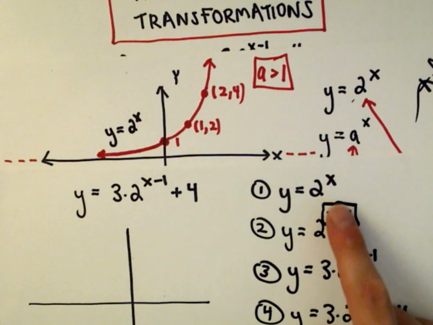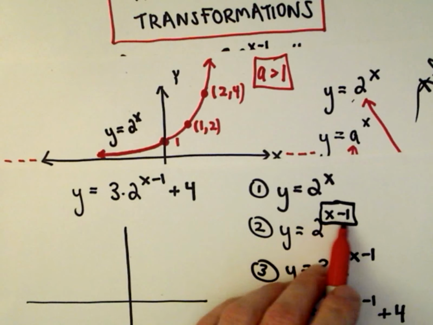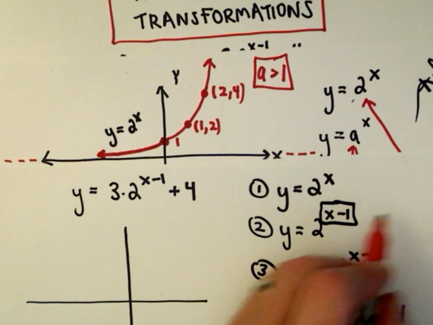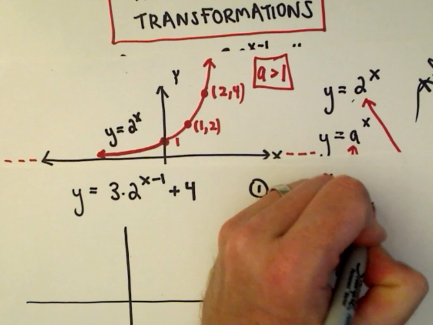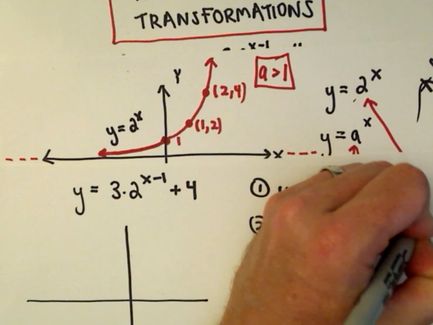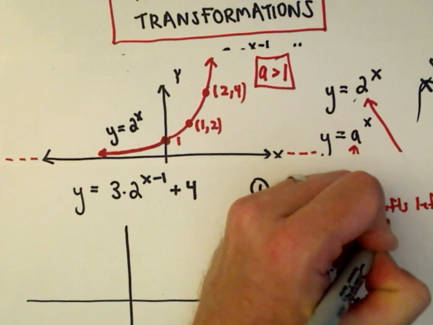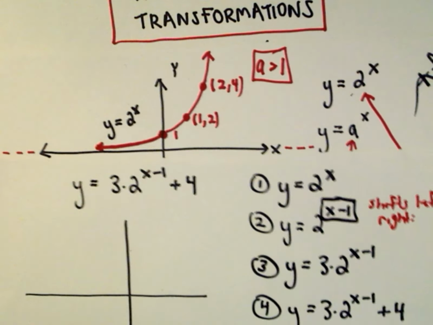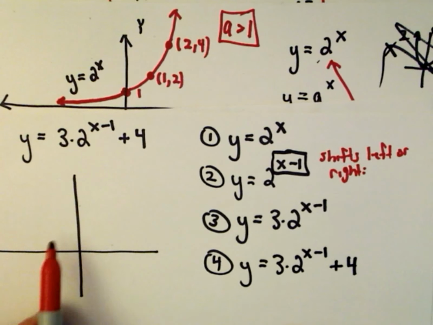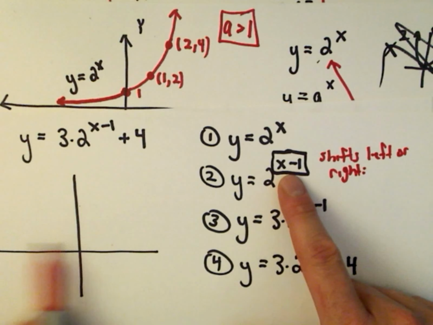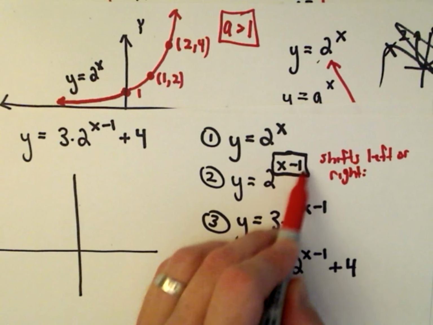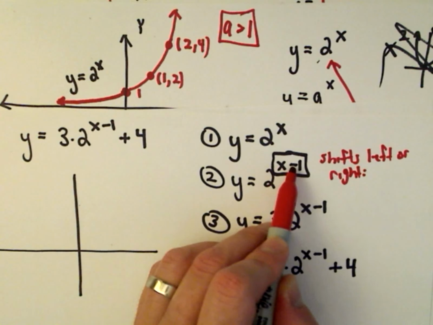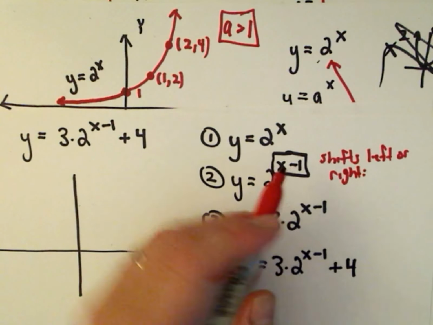If we replace the x with an x minus 1, or x plus some number, this has the effect of shifting either left or right. And it depends on the sign. You have to be careful here because you see this -1, and the negative direction is to the left. So a lot of people will think, oh, this is going to shift the graph 1 unit to the left. But it's actually opposite. If I replace the x with x minus 1, it's actually going to shift it to the right 1 unit.